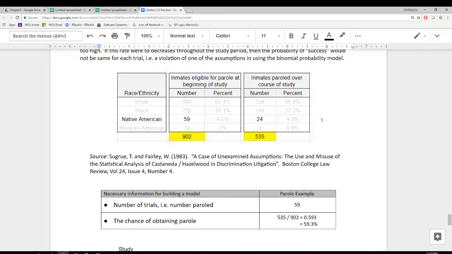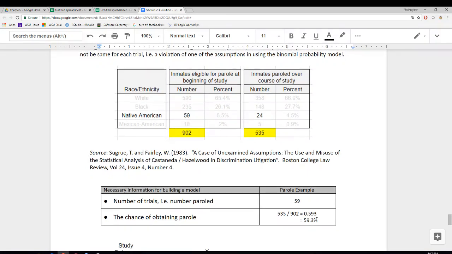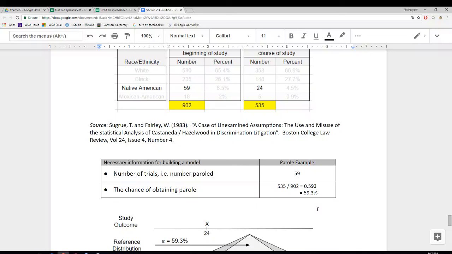So here's what I did instead. It's more of a holistic approach. I knew that 902 people were eligible for parole at the beginning of the study, and 535 of them received parole. If I take 535 and divide it by 902, I get 59.3%. So all this is saying is that 59.3% of the people up for parole received parole.